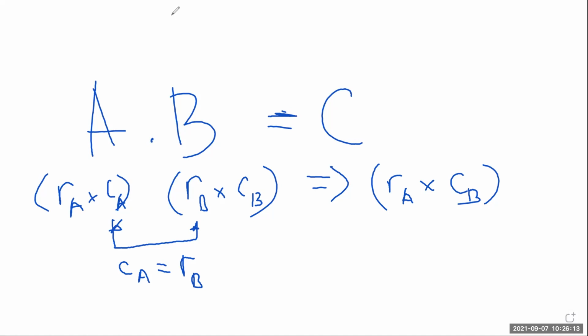Why? Because of the meaning. When you multiply, that means you multiply the rows in the first matrix, which is A, by the columns of the second matrix. So that means the column count in A must be the same as the row count in B.